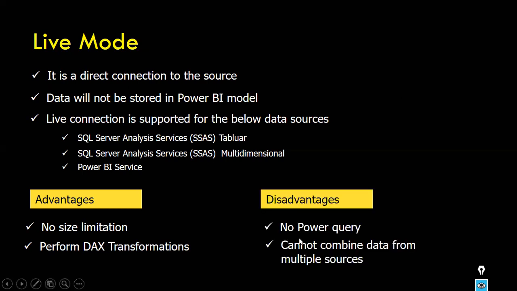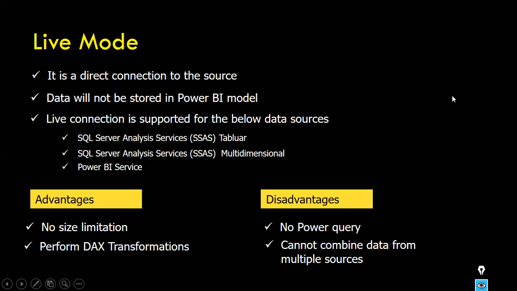Disadvantage: no Power Query. You cannot do any data pre-processing. You cannot import any other data sources. It is exclusively used for either the Power BI service, or you cannot mix multiple data sources like Excel, CSV, and the SQL Server. You cannot mix. But in the case of direct query, you can use different source files: JSON, XML, Excel file, CSV file, and SQL Server tables. In direct query, you can do it. But in the live mode, it is exclusively for either the Power BI service or for this. You cannot mix.